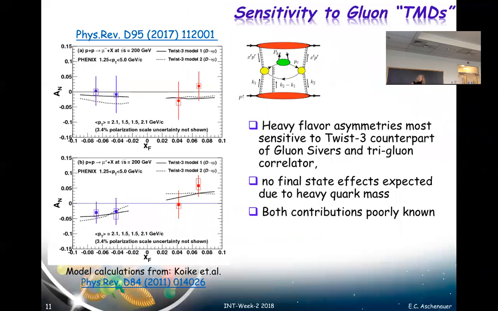So PHENIX has measured very nicely here the muons in the muon arms, where you see the asymmetries for pp, also compared to different models. What you see here is that these heavy flavors are sensitive to twist-3, a counterpart of the gluon Sivers, and three-gluon correlators. Depending on where you are in your kinematics and PT, you see some effects which are different from 0.